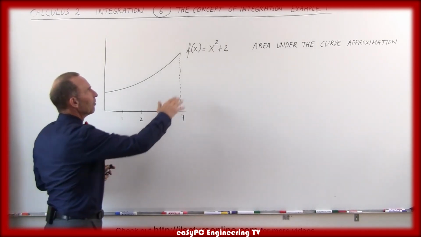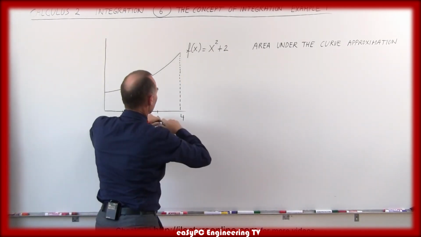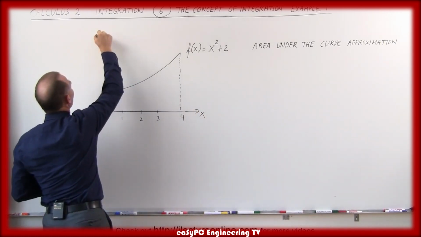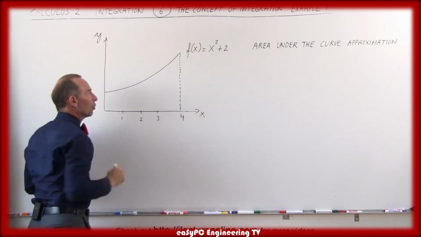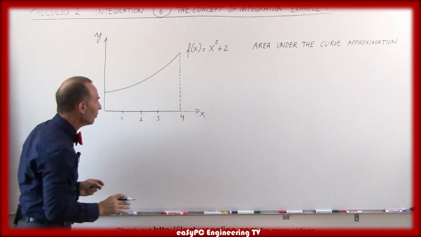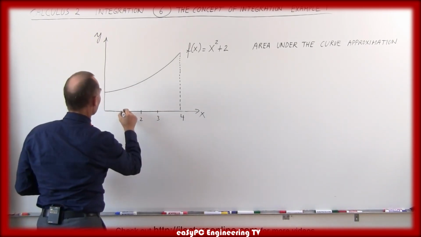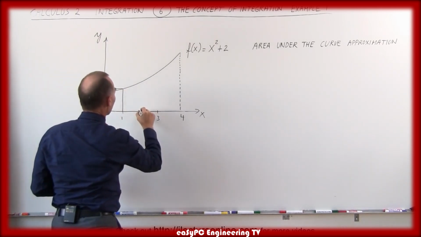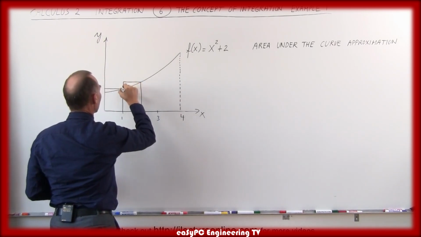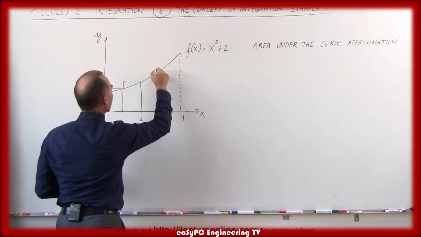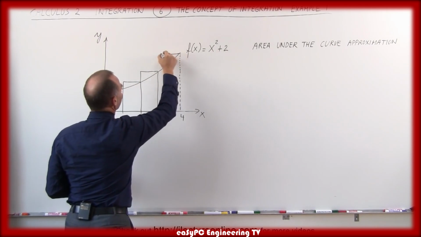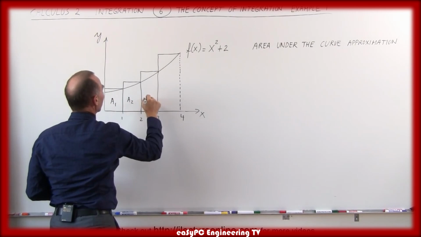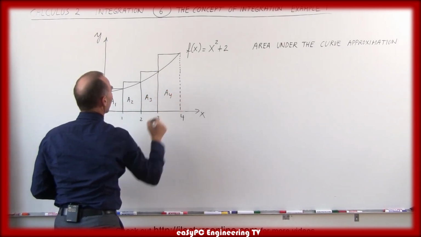So here's the function f of x equals x squared plus 2. We have the horizontal axis x, the vertical axis y. We're trying to find the area underneath this curve, and we're going to do it by approximating this. We're going to draw 4 rectangles. The first rectangle will have a height equal to this. The second rectangle will have a height equal to this, the third rectangle, and then the fourth rectangle. And this is area 1, this is area 2, this is area 3, and this is area 4.